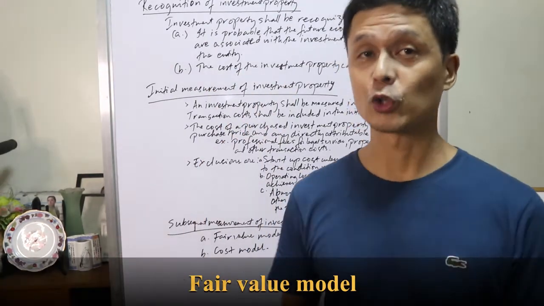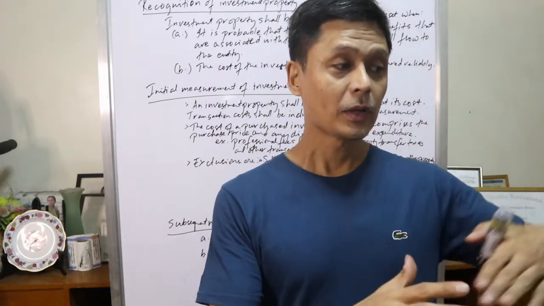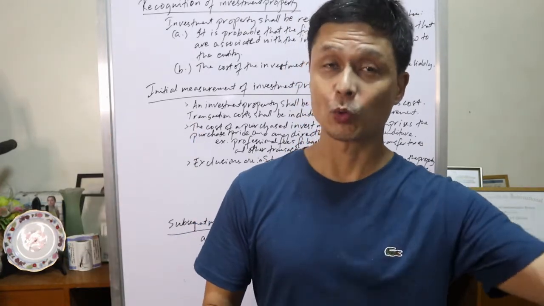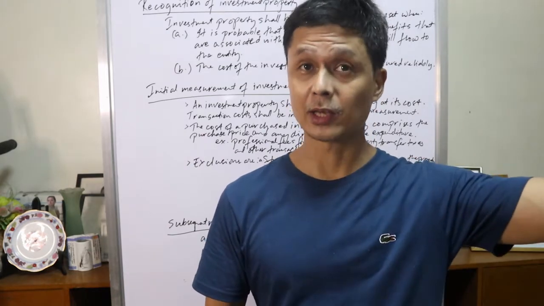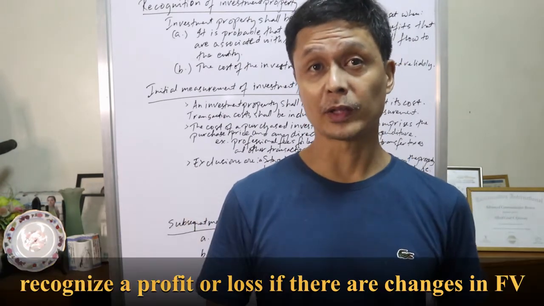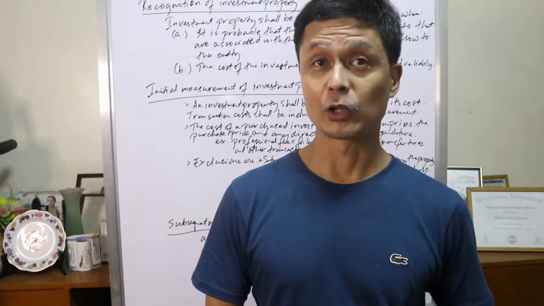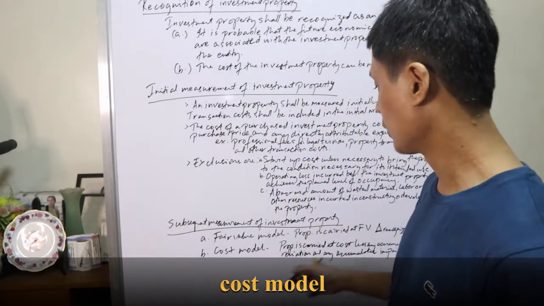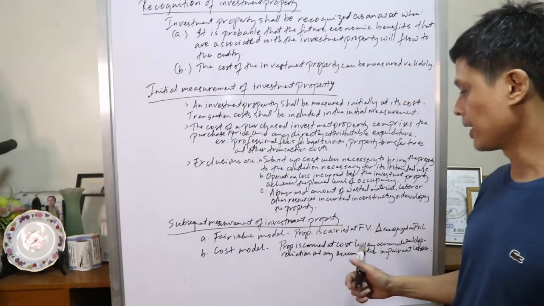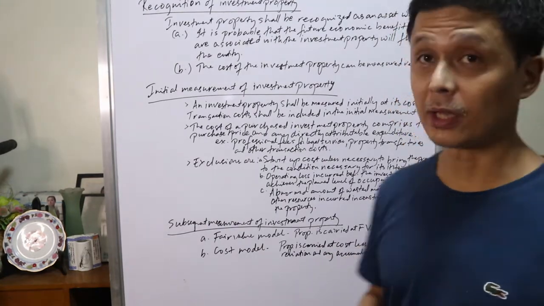Now, yung subsequent measurement of an investment property, there are two. Yung una, yung fair value method. So the asset will be measured at fair value. So any fluctuation dun sa value ng property, yung subsequent na fluctuation, let's say nag-increase yung market value niya, then we will recognize a profit or a loss if bumagsak yung kanyang market value. Or yung sa cost method naman, the investment property is carried at cost less any accumulated depreciation. So, ito yung carrying amount. And any accumulated impairment losses.